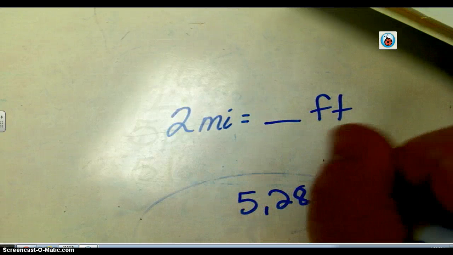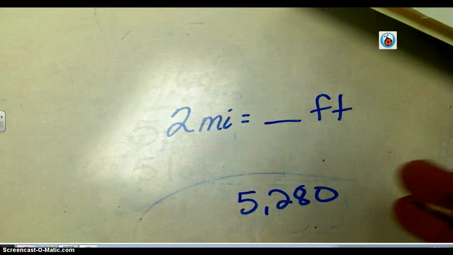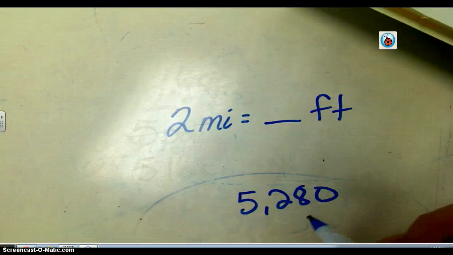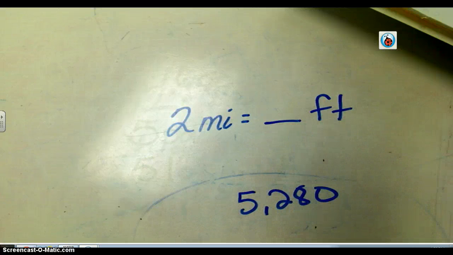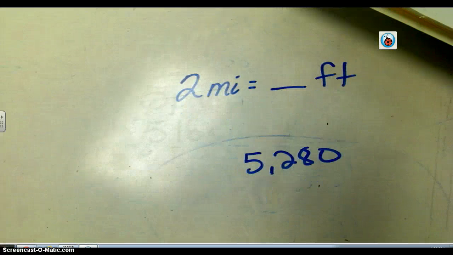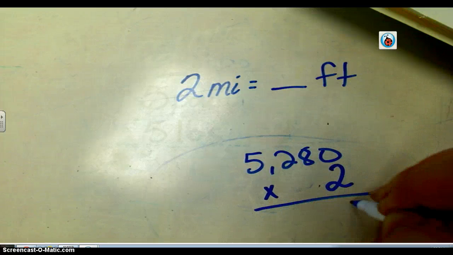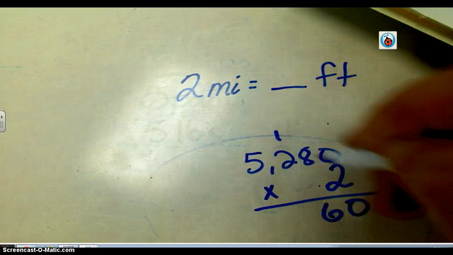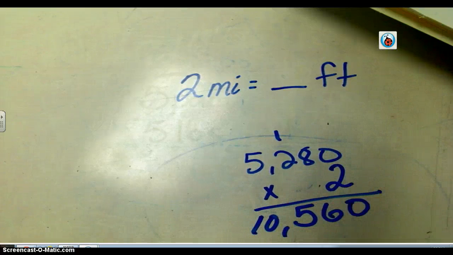5,280. Great job. So if I have 2 miles, how many feet do I have? How do I figure that out? Walk me through it. If 5,280 feet are in 1 mile, and I want to know how many feet are in 2 miles, what would I do? Perfect. 5,280 times 2. How about 10,560?